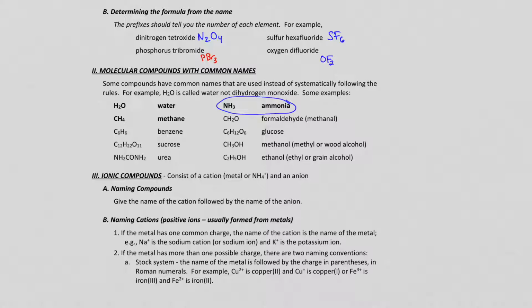So we already really kind of talked about how to name ionic compounds. By the way, there is one polyatomic cation you need to know, NH4+, which is the ammonium cation. Every other cation you need to know is a metal. You will just be able to read it.